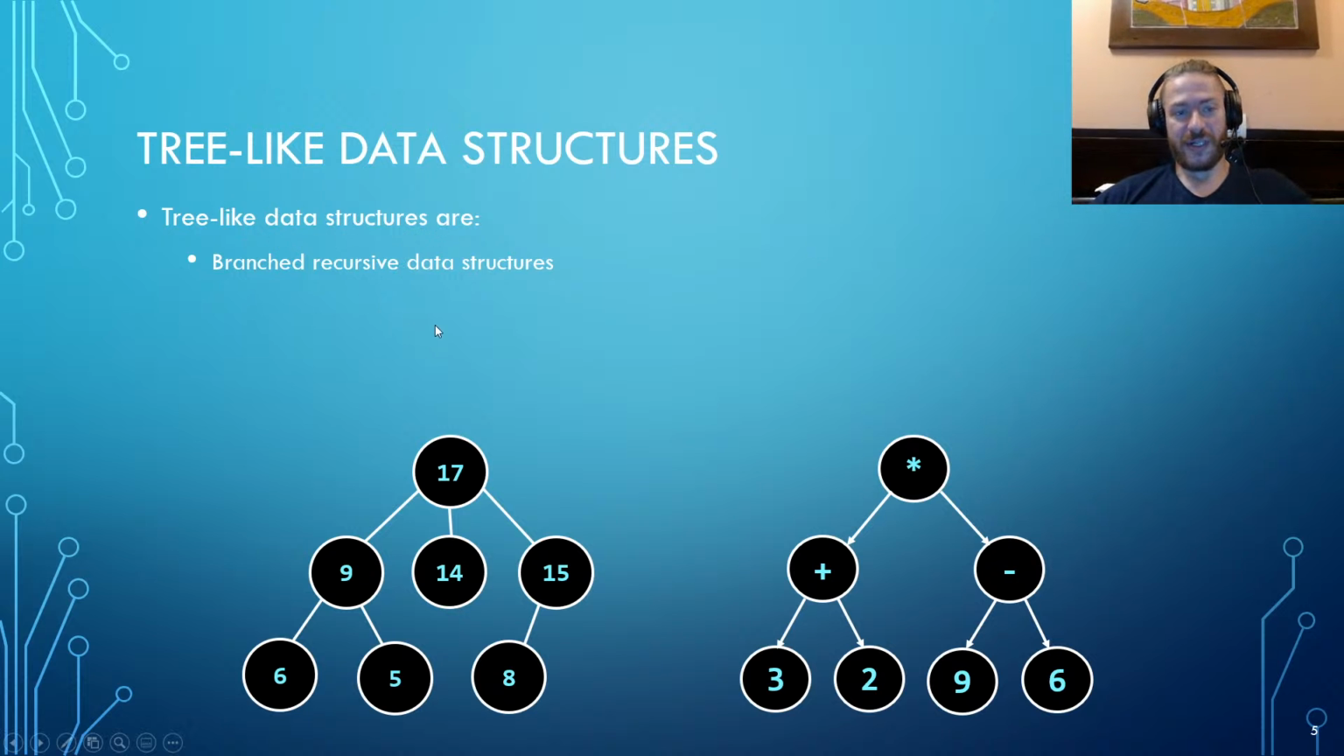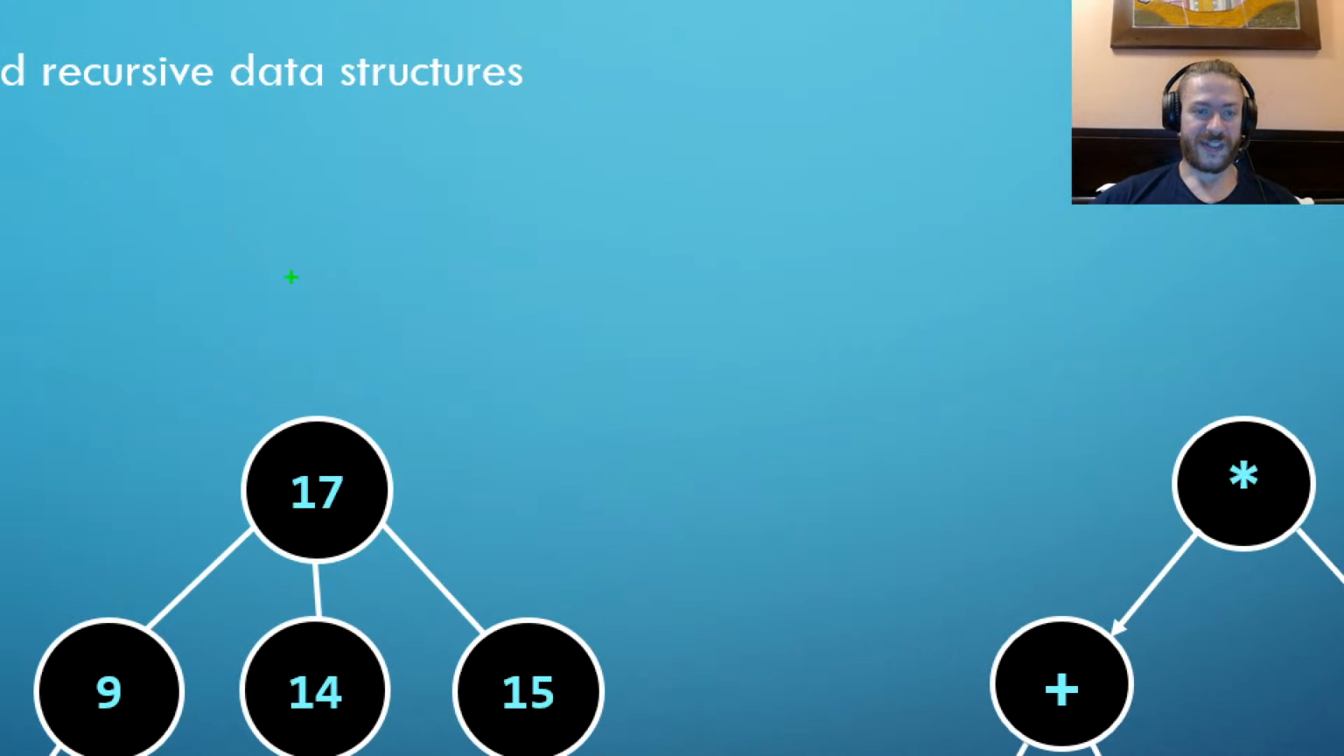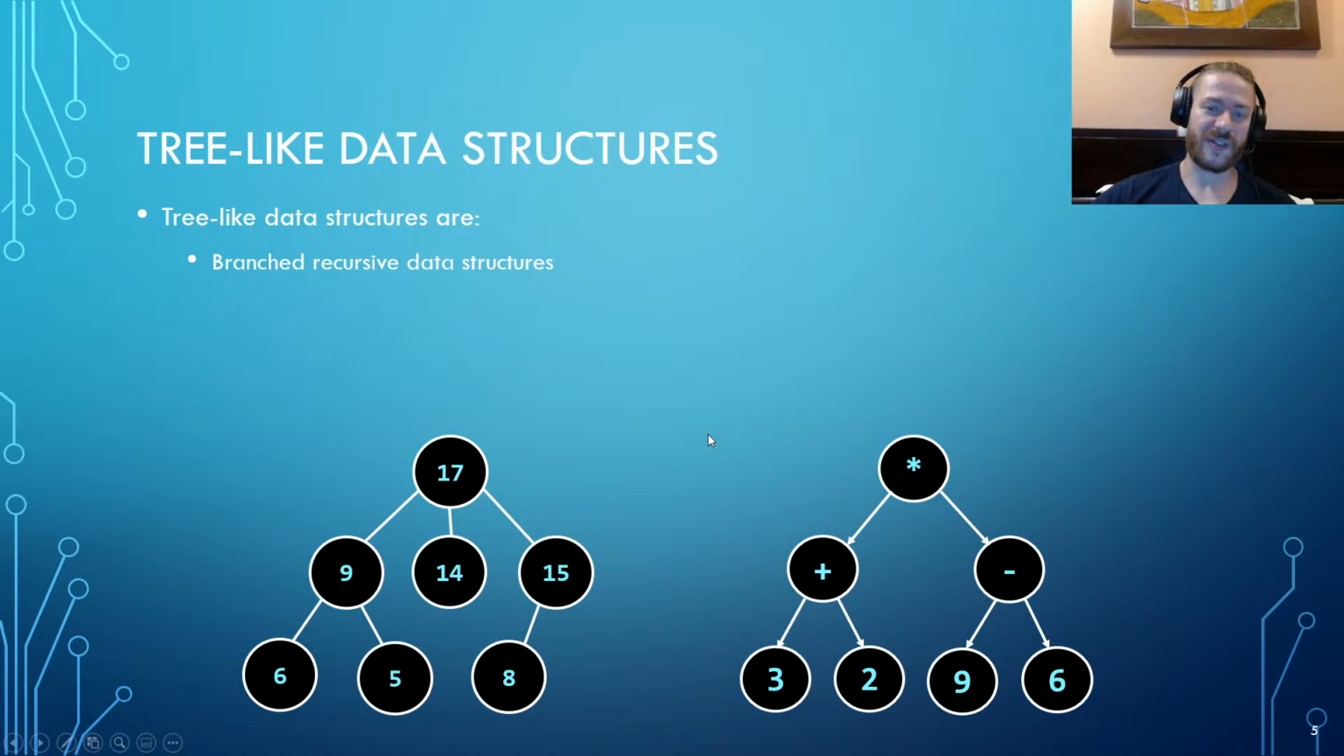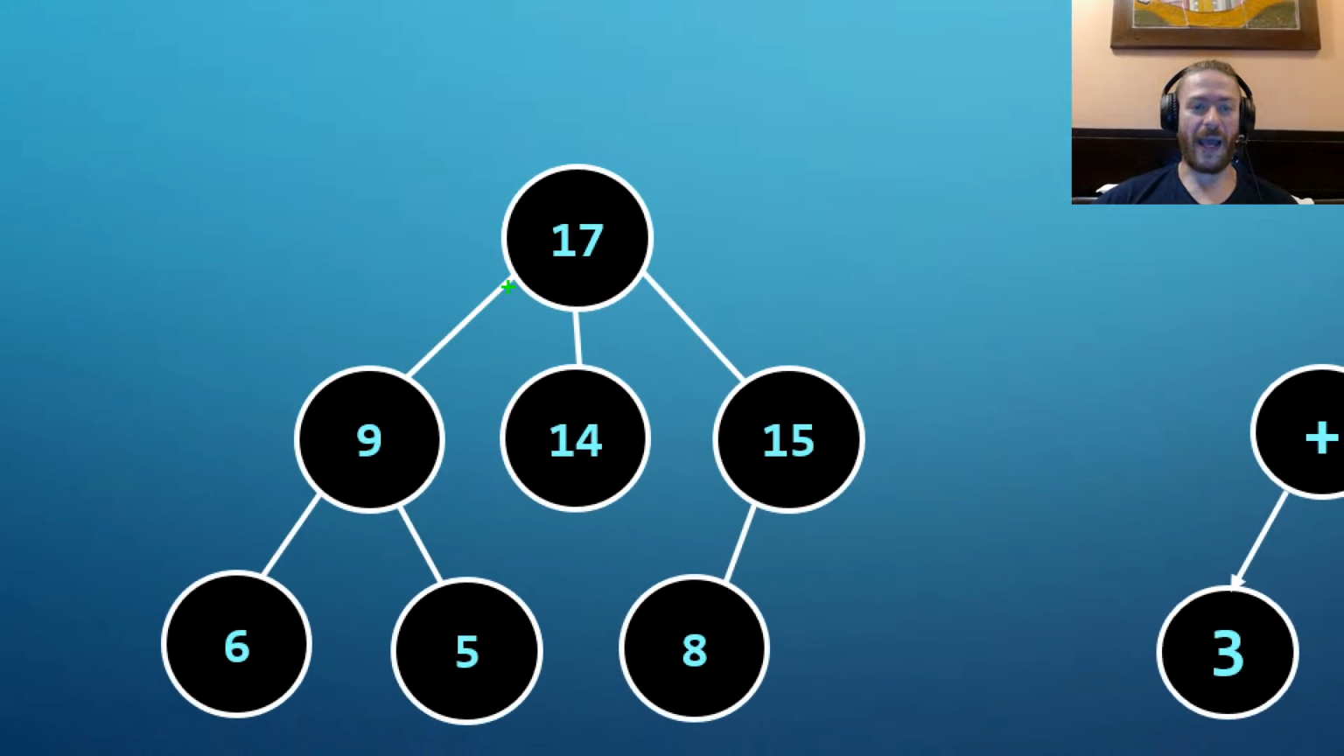Tree-like data structures are just branched recursive data structures. What does this mean? It means that these structures are not linear. For example, if we take a linked list or a normal list or an array or a hash set, everything is linear. You have one element after the first element, you have a second one, a third one, a fourth one, and so on. You have a sequence of elements. With tree-like data structures, this is not the case. Tree-like data structures have multiple elements after the previous one.